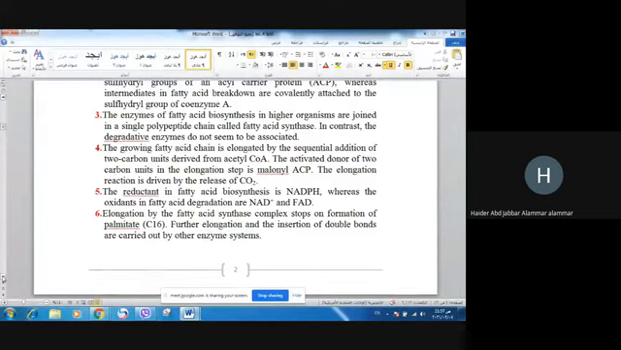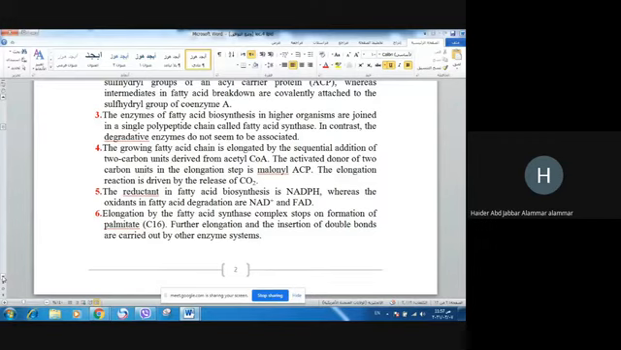The fifth difference: the reductant in fatty acid biosynthesis is NADPH, whereas the oxidants in beta oxidation are 2 types, NAD and FAD. While here in fatty acid biosynthesis, the reductant is called NADPH.